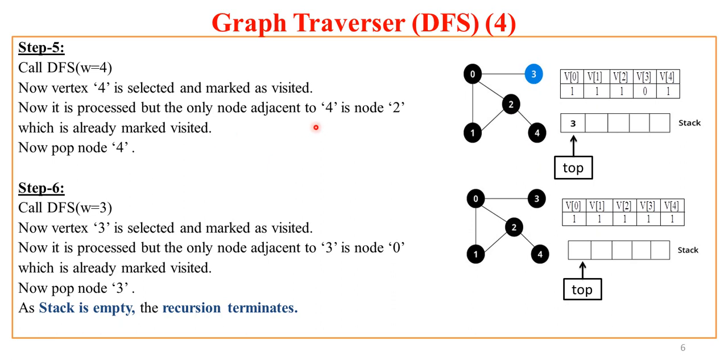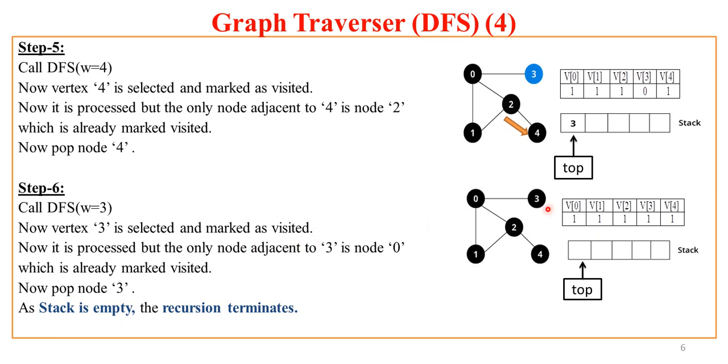This way node 4 is processed already, so it is marked as 1. Now there is only one node which is not yet processed, that is 3. Here again the topmost item is 3, so that is taken as the next node to be explored, and once again the DFS recursive call is given with adjacent node 3. Up till now we have done 4, and the next node to be explored is 3.